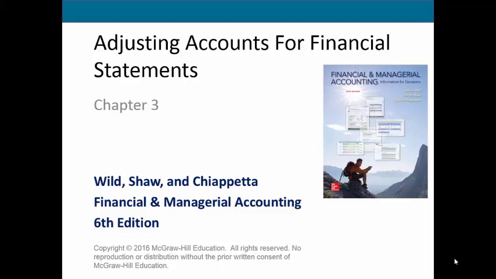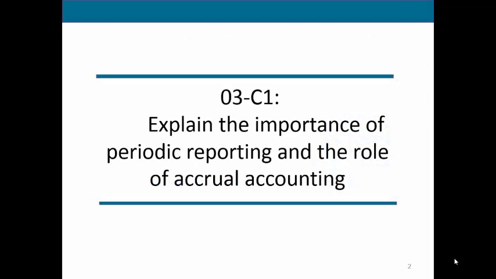In Chapter 3, we look at what we call adjusting entries. Adjusting entries are simply entries that we make at the end of a period whenever we're trying to get our financial statements up to date. The reason that we need adjusting entries is because with GAAP accounting, we are doing accrual-based accounting.